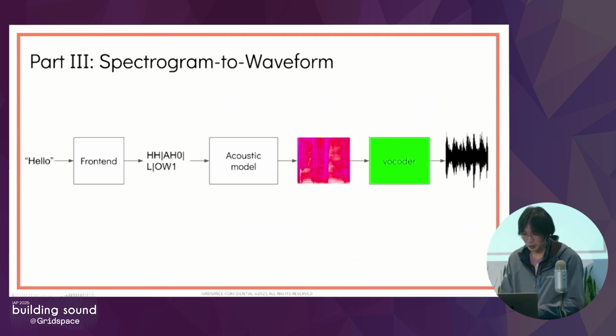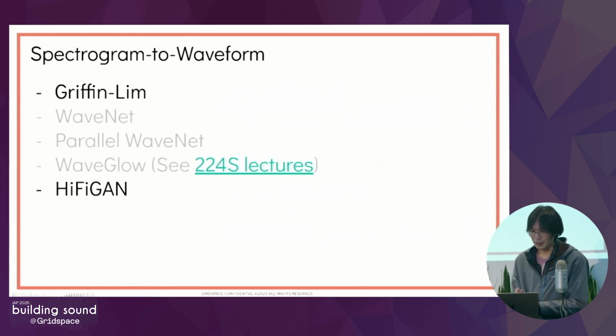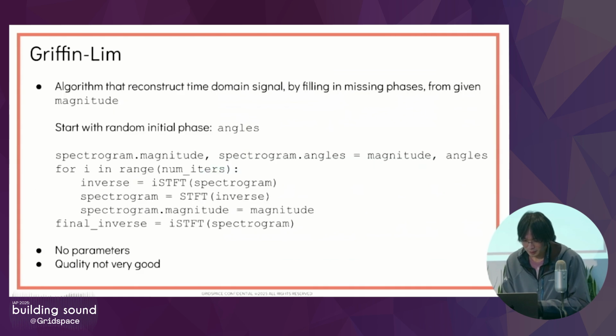Cool. Then we could move on to the vocoder, which takes your spectrogram and turns it into actual audio. So for today, I'm just going to mention 2 main algorithms, Griffin-Lim and HiFi-GAN. So the Griffin-Lim algorithm is quite simple.